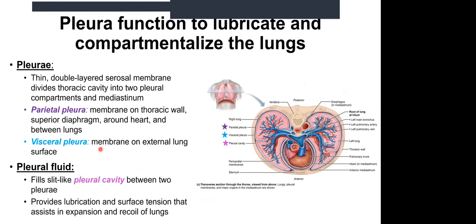So just like the heart had coverings, the lungs also have coverings, and we call the lungs' coverings pleura. These are what's helping to lubricate and compartmentalize the lungs. They're a thin, double-layered serosal membrane that divides the thoracic cavity into two pleural compartments and the mediastinum.